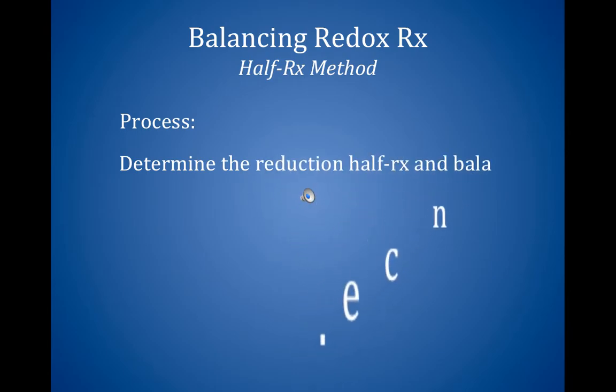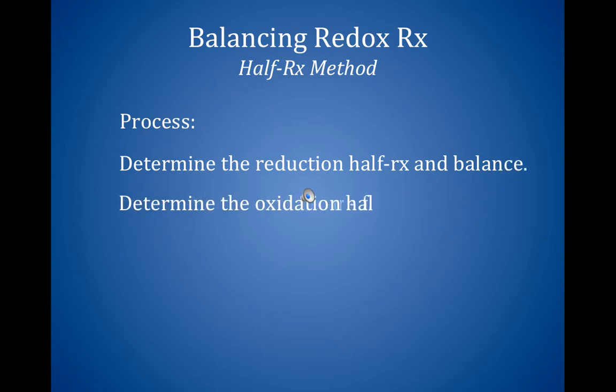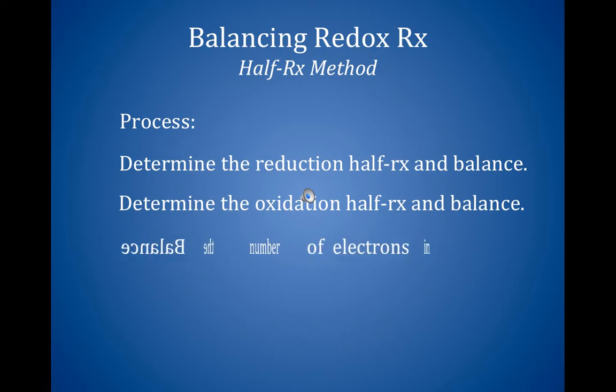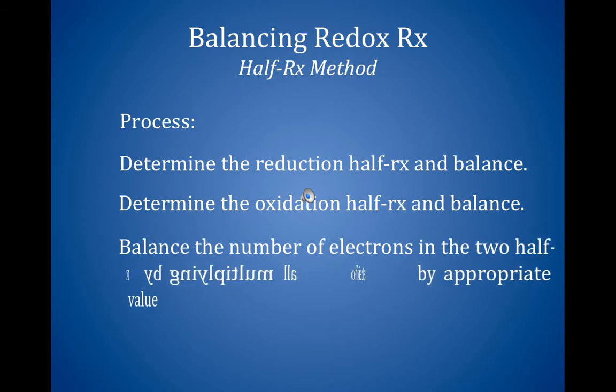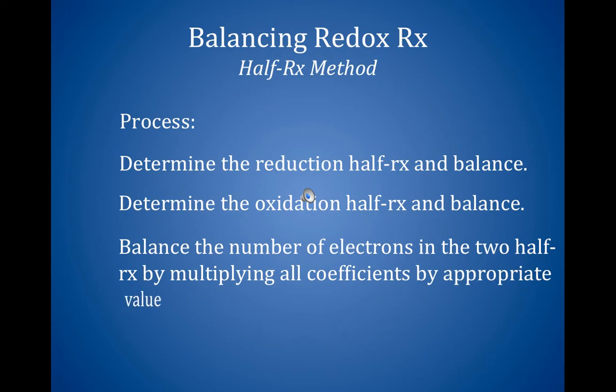So you've got to get a balanced half reaction for reduction and the same for the oxidation. You've got to have those two half reactions. And you cannot have a reduction without an oxidation, because that tells you something's gone wrong. We definitely need electrons transferred from one thing to another.